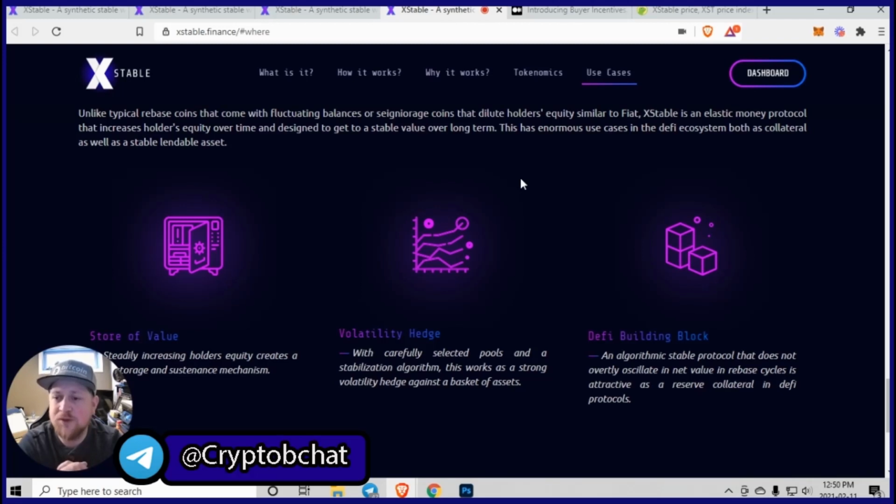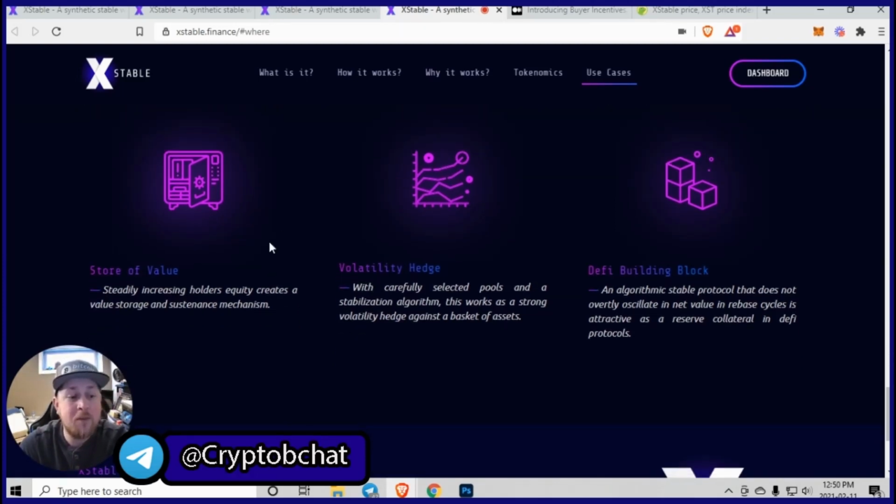Now, this has enormous use case in the DeFi ecosystem, both as collateral as well as a stable, lendable asset. There's that other one, DeFi lendable. So it can be a store of value, guys, because steadily increasing holders' equity creates a value of storage and a sustenance mechanism, and a volatility hedge. They have carefully selected pools and a stabilization algorithm, which we know is smart, right, guys, that works as a strong volatility hedge against a basket of assets. And they have an algorithmic stable protocol that doesn't overtly oscillate in net value in rebase cycles and is attractive as reserve collateral in DeFi protocols. Reserve collateral, there's that word again, guys.